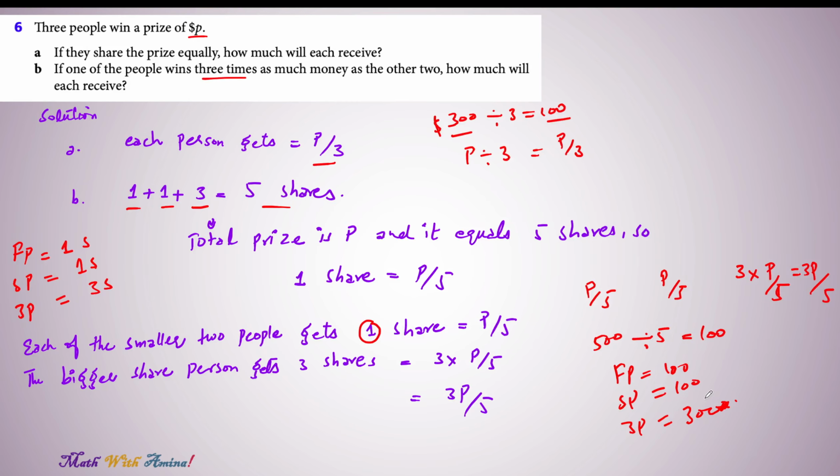So that's the information given to us. So 3 is 3 times 1. 3 times as much money as the other 2. It means 3 times 1. So 1 is the share of the first person and the second person, and 3 is the share of the third person. I hope it is making sense and it's getting clear.